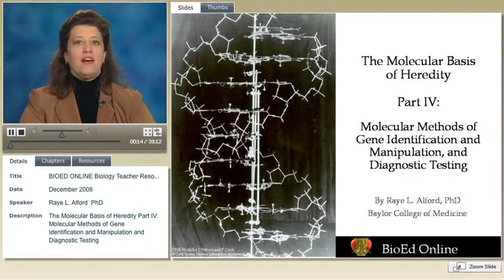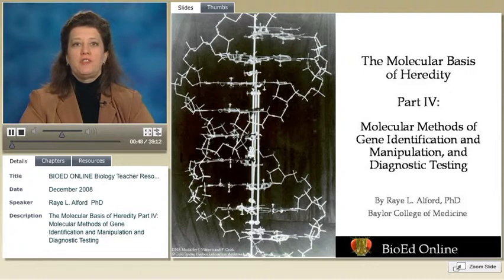In this slide set, we will explore some of the more common molecular genetic laboratory methods for the identification of disease genes, the manipulation of genetic material, and the molecular genetic diagnosis of heritable disorders. The methods to be discussed include linkage analysis, PCR, or the polymerase chain reaction, cloning, restriction analysis, allele-specific oligonucleotide hybridization, and DNA sequencing.